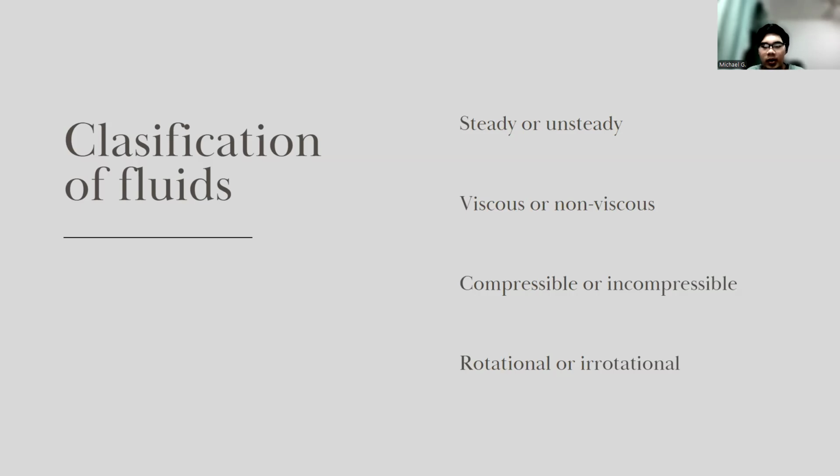Third, compressible or incompressible. These are classified based on the Mach number. The incompressible fluid has Mach number smaller than 0.3, and the compressible fluid has Mach number between 0.3 and 1. And the last one is rotational or irrotational.